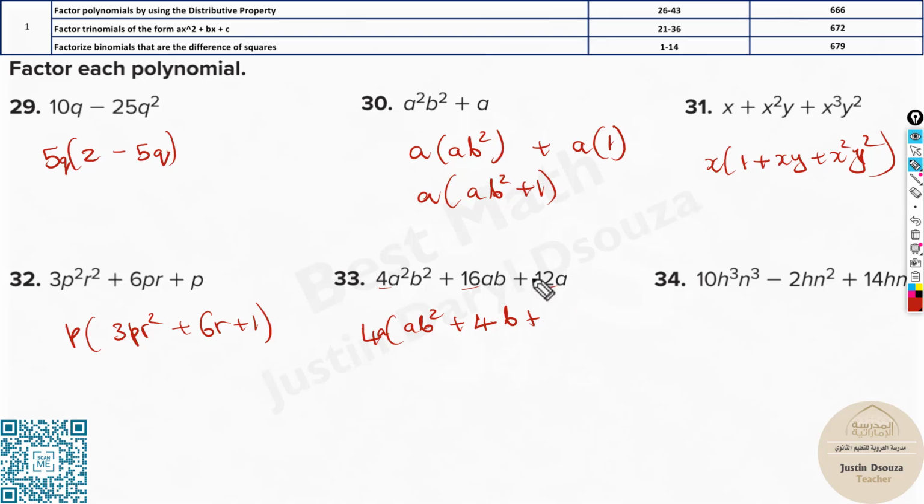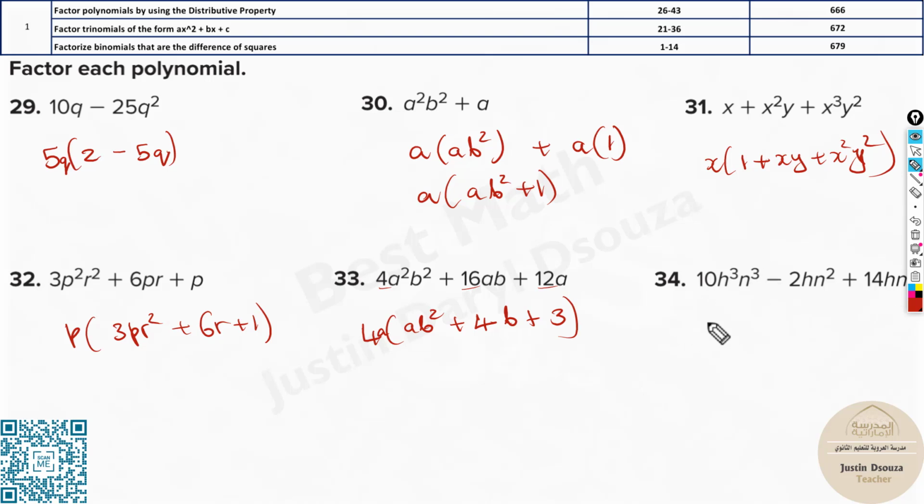And b cannot be taken out because there is no b here. So it's only a and 4. So 4 is gone, so it'll be 3. Basically, you have to just divide 12 by 4, you'll get 3. Or you can see it like this, 4 times 3 is 12. And a is also outside. So that's it. So that will be the answer.